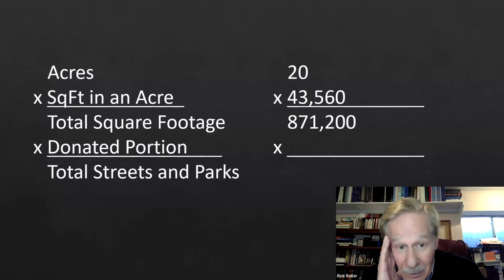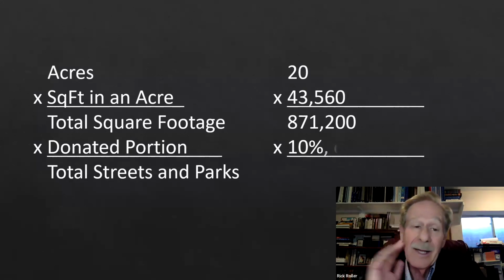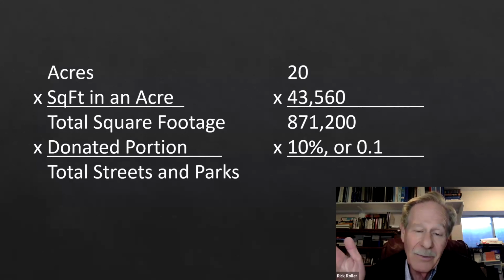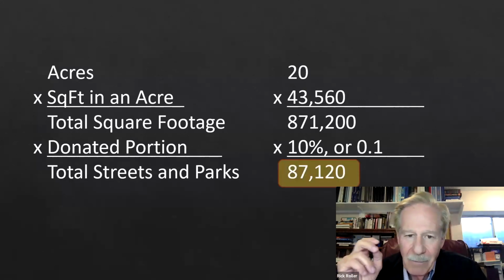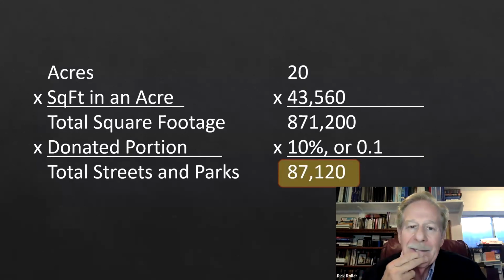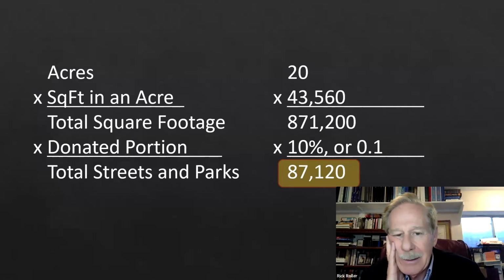But we're going to donate some of it, right? We're going to donate 10%. And that's all we really need to look at, the 10%. So what's 10% of 871,200? That's the whole thing. It's 871,200, right? So 10% would be 87,120, and that's the total for the streets and parks. So that would just be answer A.